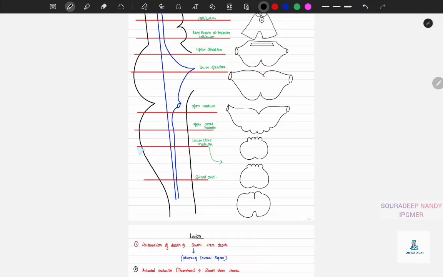So here we have the section. Then the lower closed medulla. Closed means that it is not exposed to any ventricle, only the central canal is present. So here is the lower closed medulla, here is the upper closed medulla. Then here is the open medulla. Open medulla means that it is exposed to a ventricle, that is, here is the fourth ventricle.